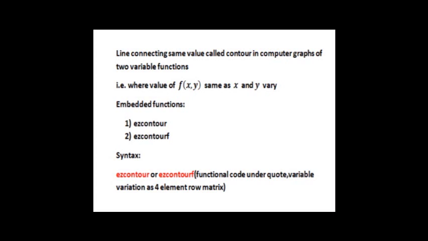In MATLAB there are two embedded functions, namely ezcontour and ezcontourf, each of which has identical syntax. The first input argument is the functional code under single inverted commas, and the second input argument is the variable variation information as a four element row matrix. Here the code is vector code as far as clip number 2 is concerned.